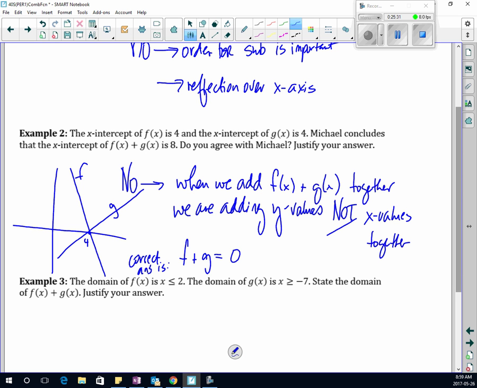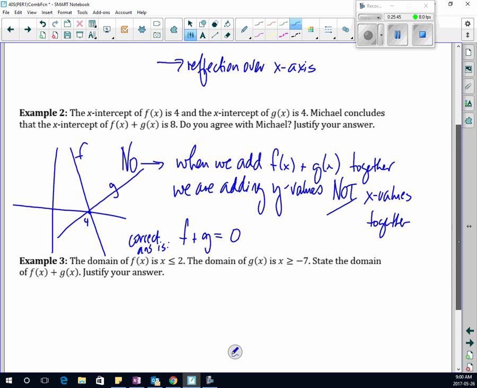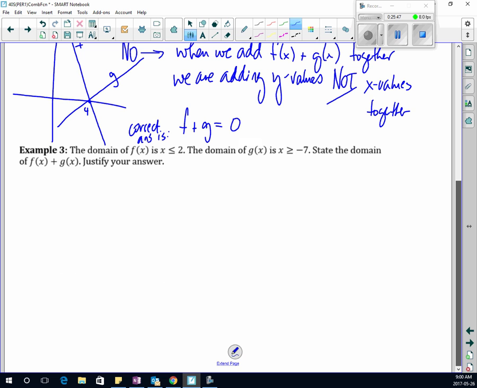Okay, the domain of f of x is less than or equal to 2. The domain of g of x is greater than or equal to -7. State the domain of f of x and g of x and justify your answer. Does anybody think they know? It would be the value between. So for some reason, this wasn't asked on the exam, and so many students had problems with it. So that's why I started putting it on here.